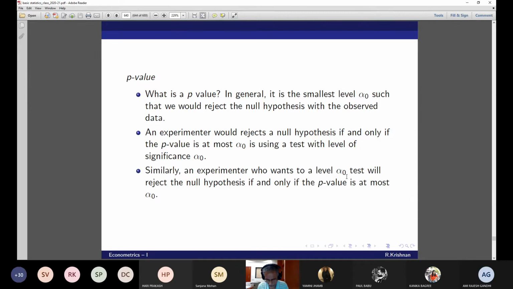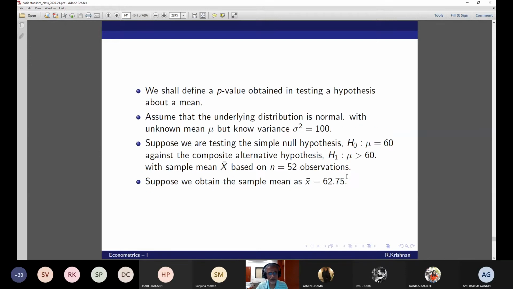Yes, sir. Okay. Now p-value. All these are technical jargon, so if you understand it, it is fine. We shall define a p-value obtained in testing a hypothesis about a mean. Assume that the underlying distribution is normal with unknown mean mu, but known variance sigma square equal to 100. Suppose we are testing the simple null hypothesis H0: mu equal to 60 against a composite alternative H1: mu greater than 60, with sample mean x bar based on n equal to 52 observations. We obtain the sample mean to be 62.75.